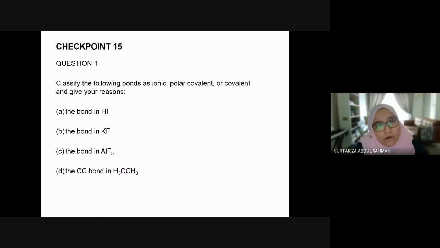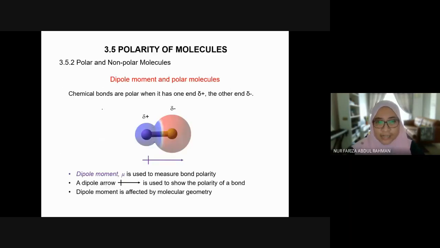Classify the following bond as ionic, polar covalent, or covalent and give your reason. For checkpoint 15, you have to calculate the electronegativity difference so that you'll be able to justify whether it is ionic, polar covalent, or covalent. And then you have to give your reason. So calculate. Checkpoint 15, we will postpone and discuss later. Fast, right?